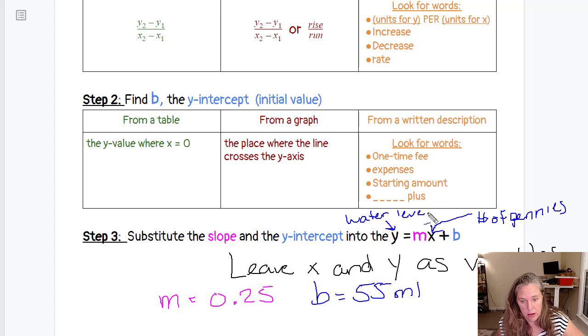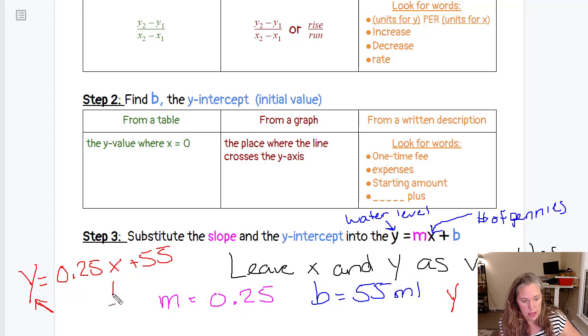My equation, because pennies change and water level changes, my equation for that would be y equals, oh, I can't write over there, it's going to be in the way. My face is going to be in the way. y equals 0.25x plus 55. That's what I mean by leaving x and y in there, because number of pennies changes and water level changes.